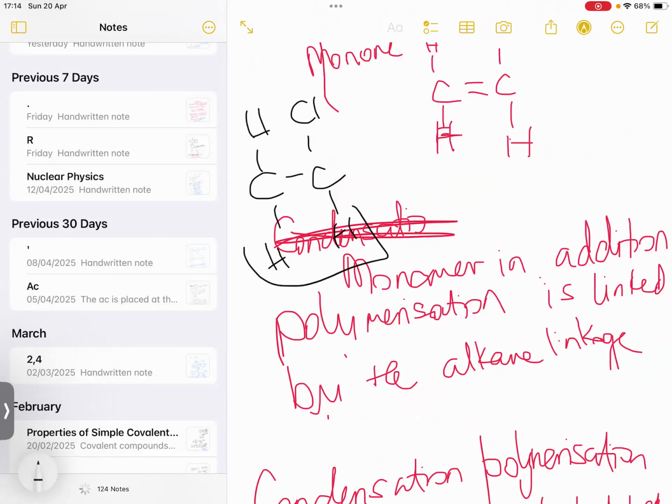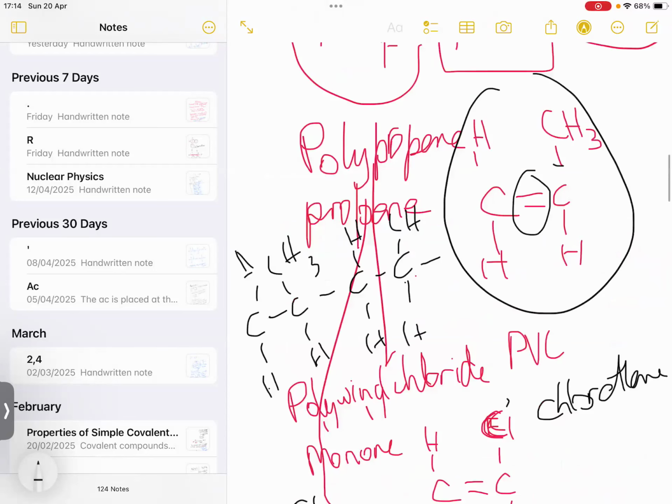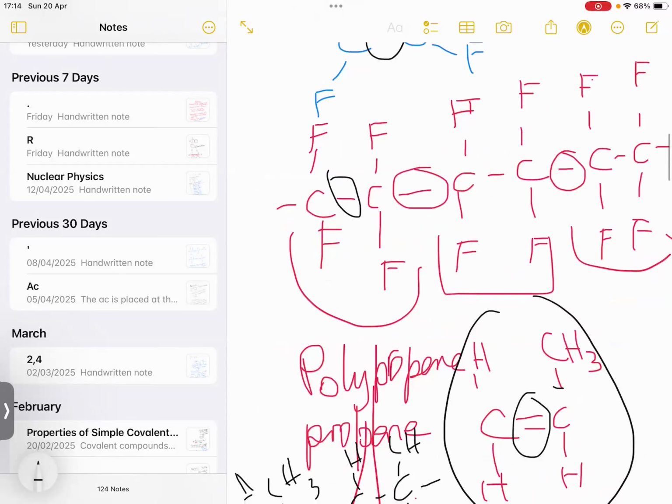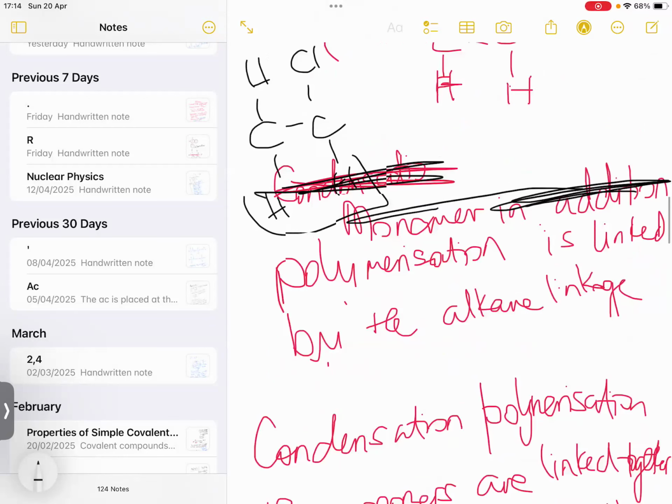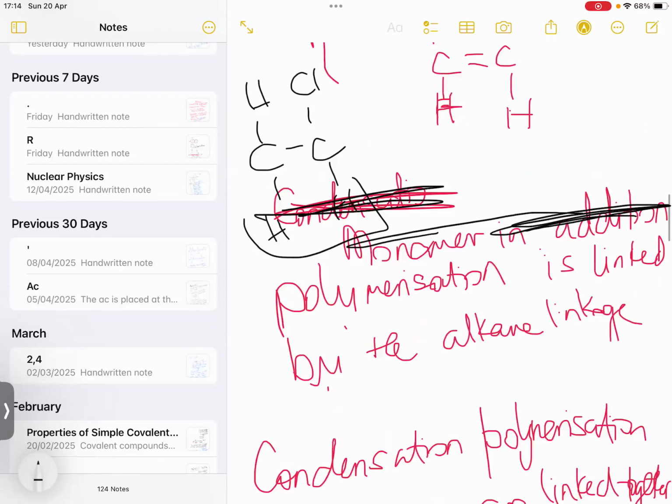the monomers, oh, up here, so we're saying the monomers in addition polymerization are linked together by an alkane bond. So the linkage in addition polymerization is the alkane linkage.